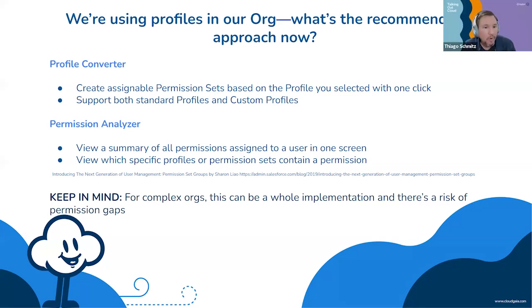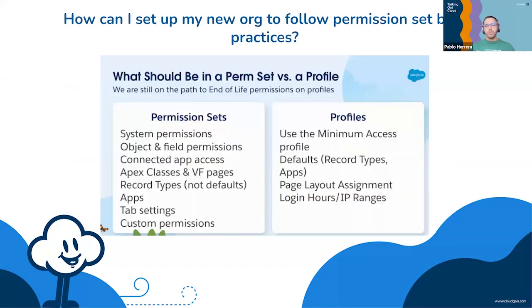Cool, cool. And what steps should a customer with a new org take to adopt the permission set security model? Yeah, so if you're a brand new customer, first you need to ensure you understand what belongs in a permission set versus a profile. You should use a profile for basic access, setting default apps, default record types, as we said before, login hours and IP ranges. Everything else, system permissions, object and field permissions, Apex classes, and others should be managed through permission sets.